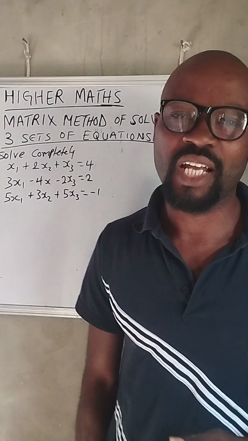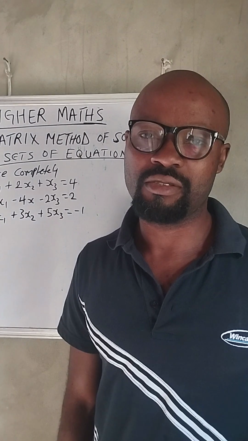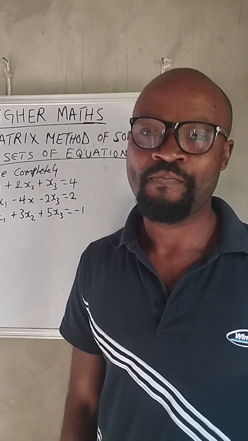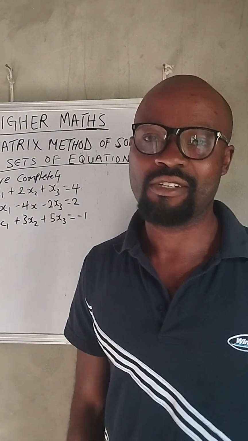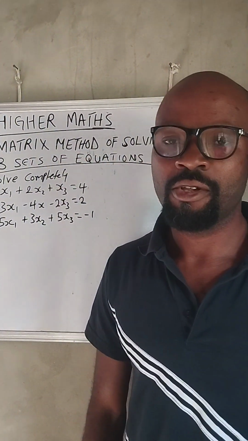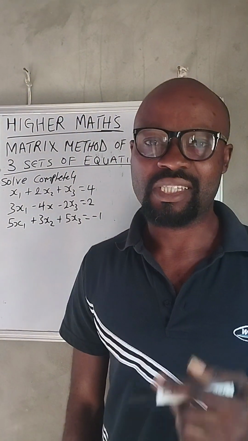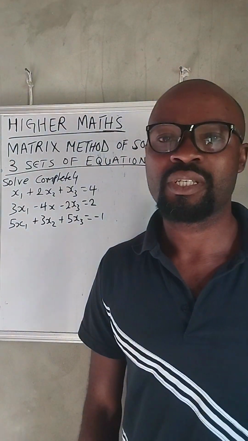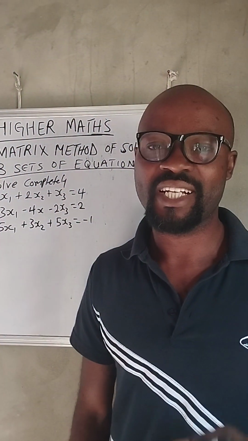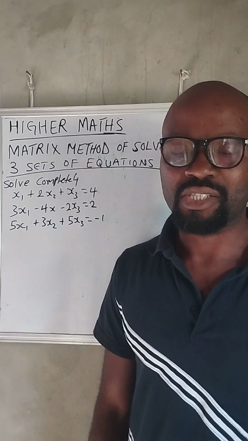Today we are going to be looking at solving simultaneous equations using the matrix method, the matrix method for solving three sets of simultaneous equations. Don't forget that a matrix is a set of real numbers or elements arranged in rows and columns to form a rectangular array. Now there are different approaches to matrix.